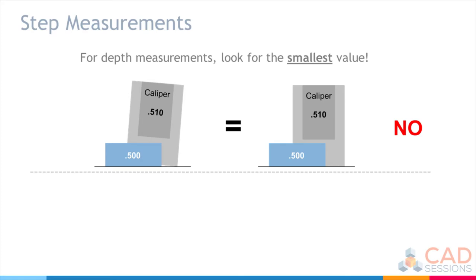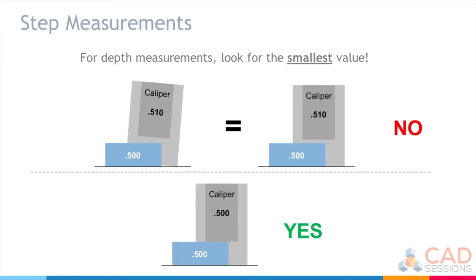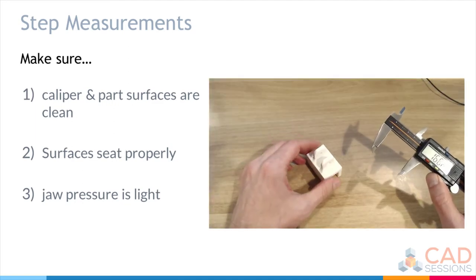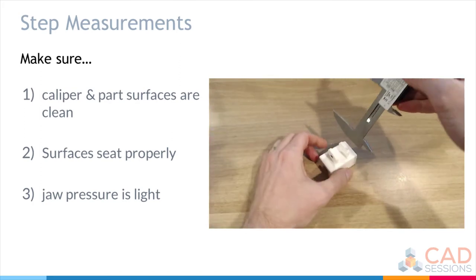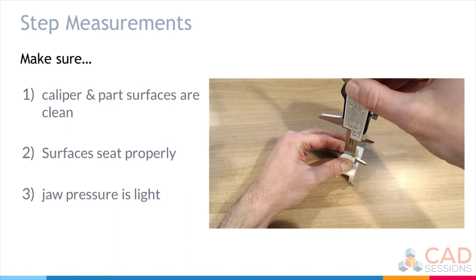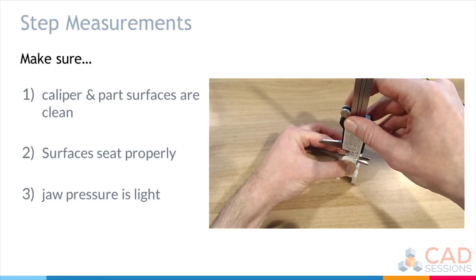For step measurements, just like with depth measurements, you want to look for the smallest value. If you're not fully seated on a part, you might get a larger reading than what the actual part measures. So you always want to make sure you're fully seated and you get the smallest reading. That should be a good indicator that you have a good measurement. Again, make sure the caliper and part surfaces are clean, surfaces seat properly, and the draw pressure is light. If we wanted to take the step measurement of this distance here, we bring this down to here. So I come down and make sure I'm seated and square.